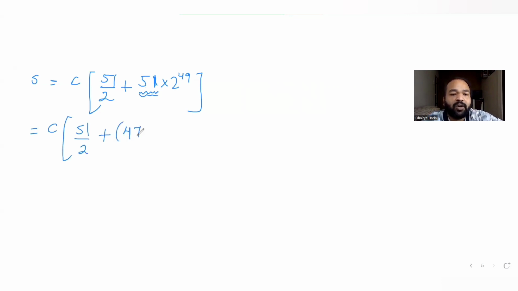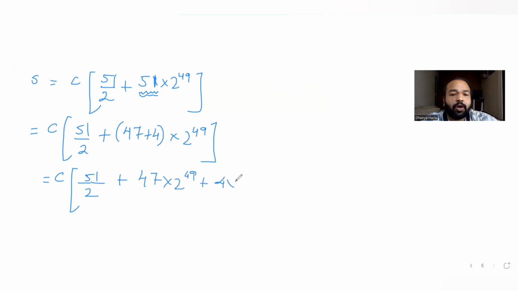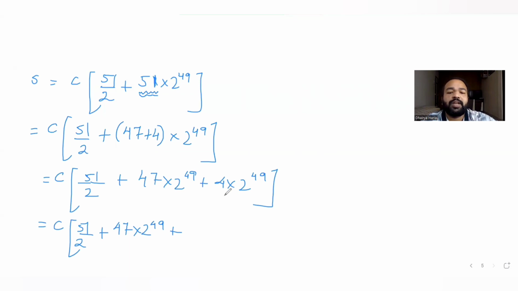51 I can write it as 47 plus 4 and 2 raised to 40. So I get C 51 by 2, 47 into 2 raised to 49 plus 4 into 2 raised to 40. That gives me C 51 by 2 plus 47 into 2 raised to 49. This 4, if you see, it is nothing but 2 square, right? So 2 square into 2 raised to 49 will make it 2 raised to 51.